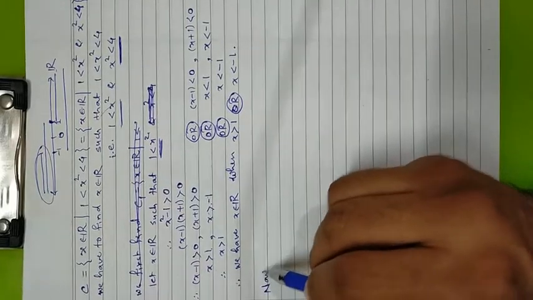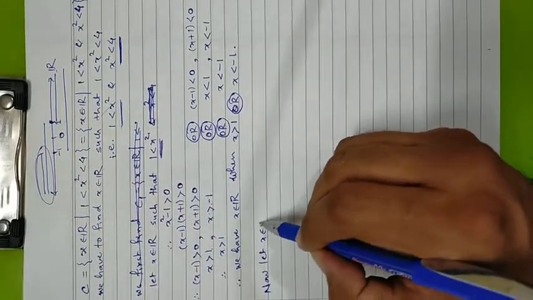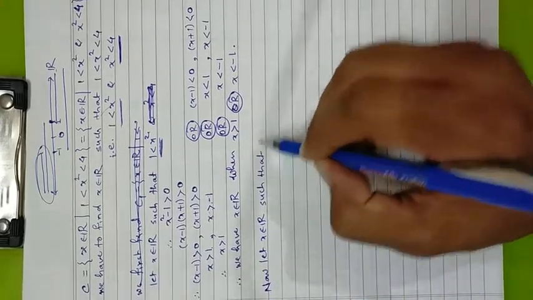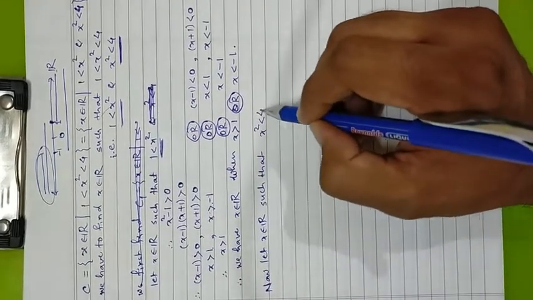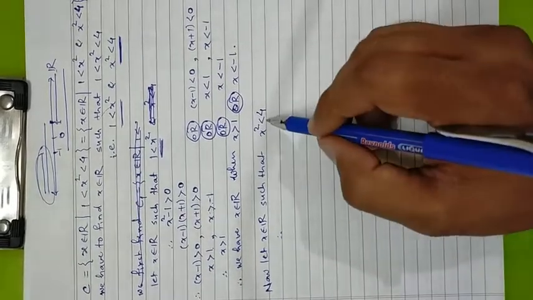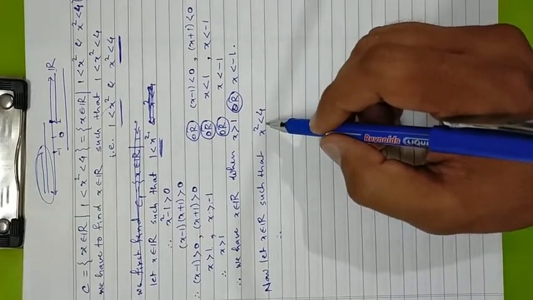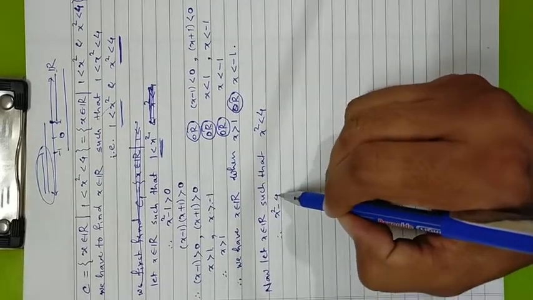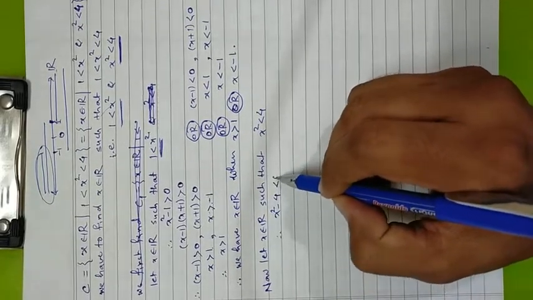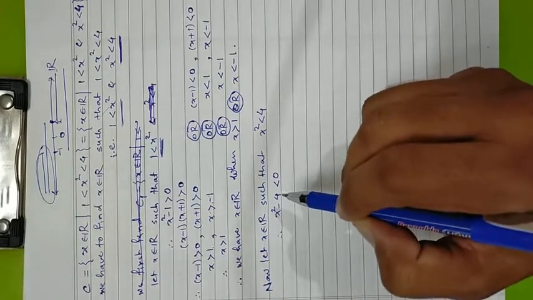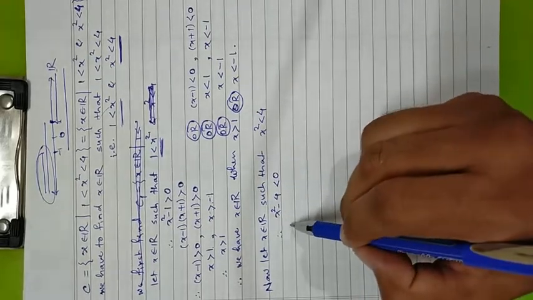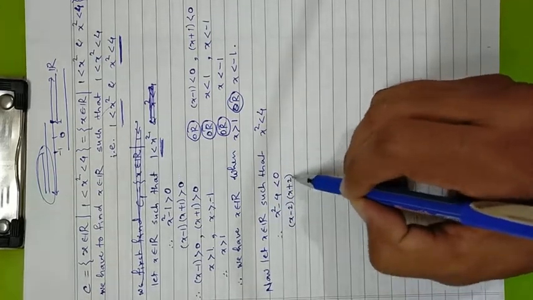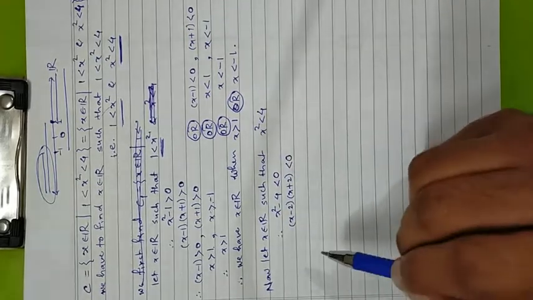Now let x be a real number such that x square is less than 4. Again I have this inequality, x square minus 4, so I can write it as x square minus 4 strictly less than 0. This is again a degree 2 polynomial, so I can factor it: x minus 2 into x plus 2 less than 0.